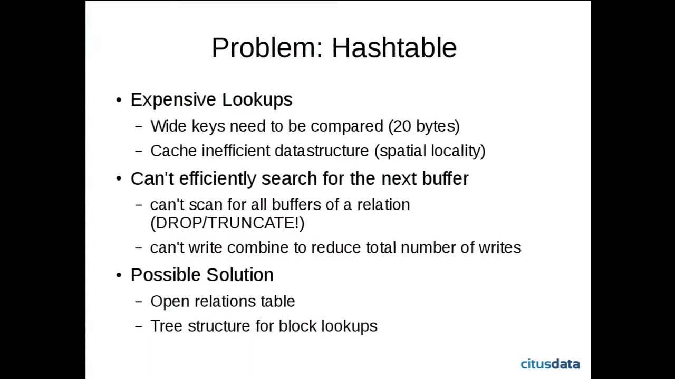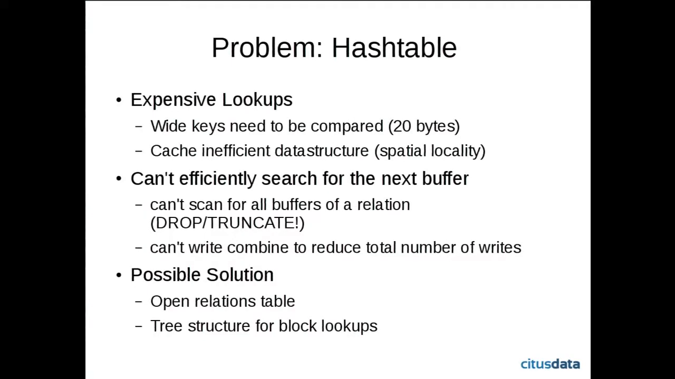From the micro optimization perspective, it's actually pretty expensive to do hash table lookups. For one, the key into the hash table is fairly wide in Postgres, because we have to store the database ID, the tablespace ID, the relation identifier and the fork number. And that makes 20 bytes in total. And while we hash that to a small value, we still need to do a compare whenever we do the lookup, because otherwise, obviously, there can be hash collisions.